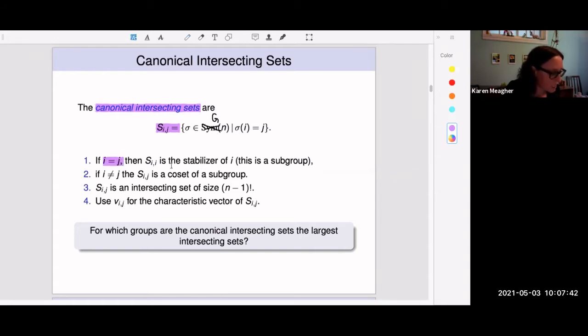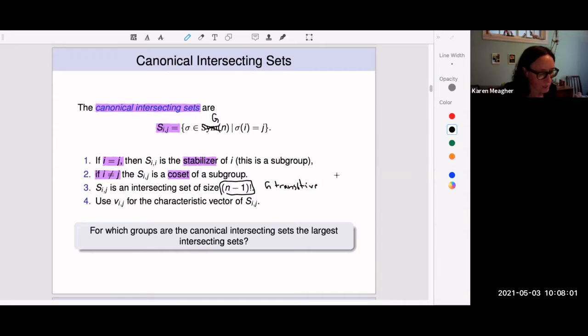If i and j are the same, it's the stabilizer of a point, which is a really nice group. If they're different, it's the coset of the stabilizer of a point. Ah, drat, look at this. This is the number for the symmetric group, but if G is transitive, what we have is the size of G divided by the size of the set it's acting on. So we know exactly its size.